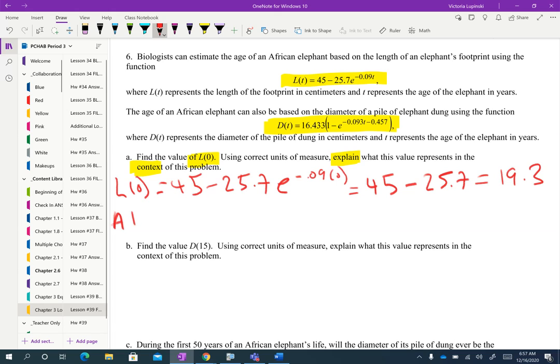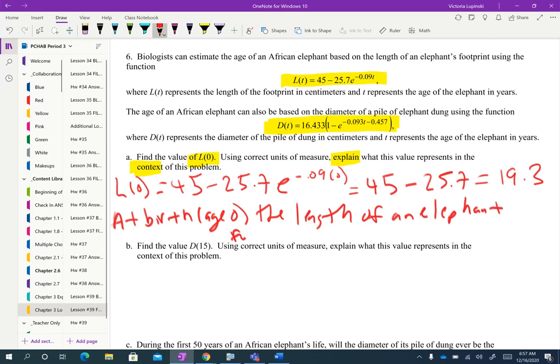So what this means is that at birth, or you can say age 0, the length of an elephant footprint is approximately 19.3 centimeters. So again, just to be clear, it's not that your answers have to be long or wordy. They just have to hit the exact key phrases and keywords that they're looking for, which in this case is not only to correctly calculate 19.3, but then also to accurately explain it.